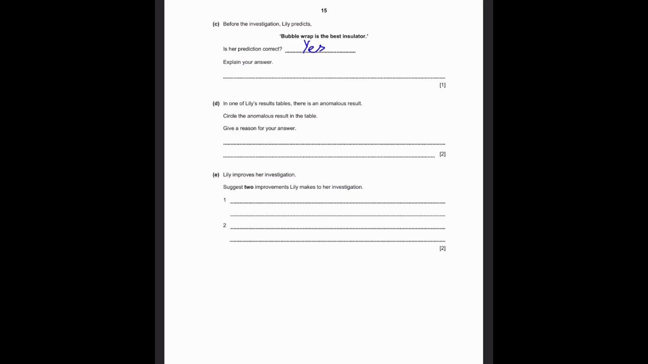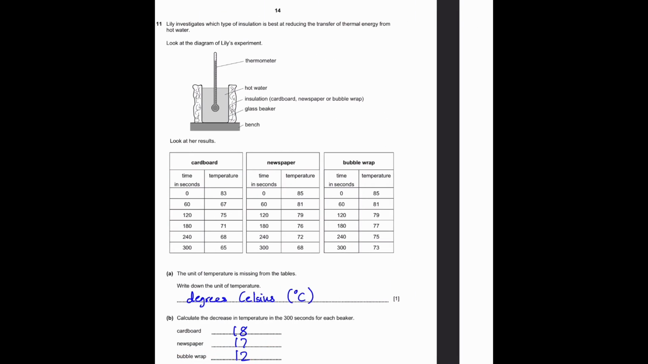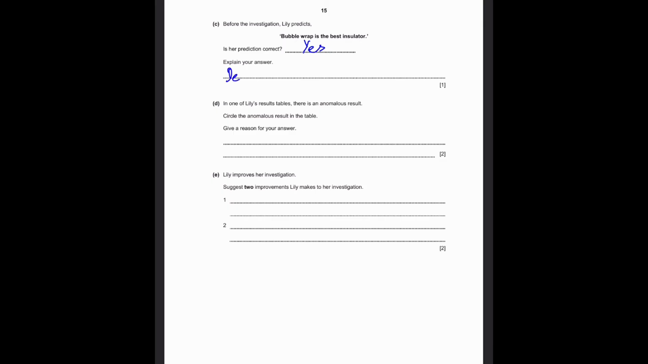Her prediction's correct. And explain your answer. Of course, that's going to be because the decrease in temperature is the least for bubble wrap. We can just write that. Decrease in temperature is the least for bubble wrap. That's our answer.